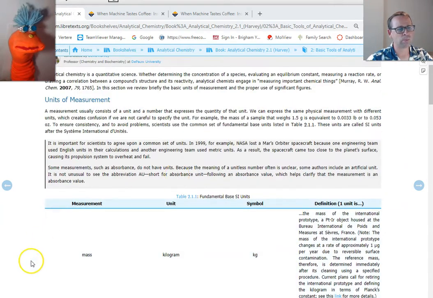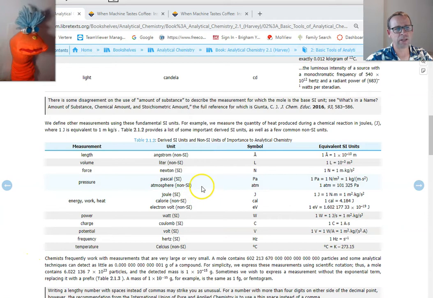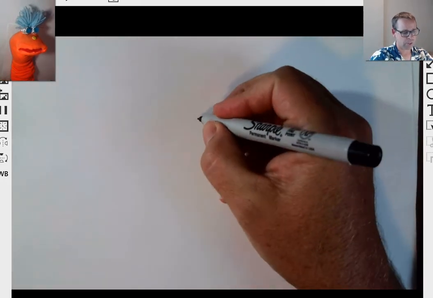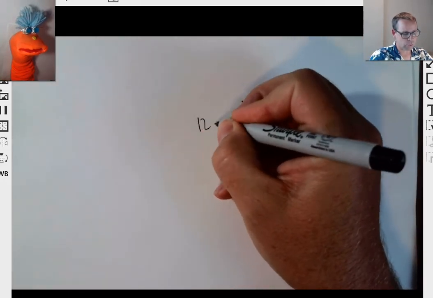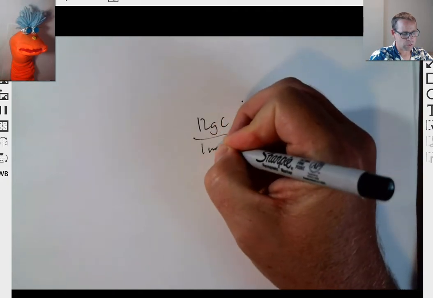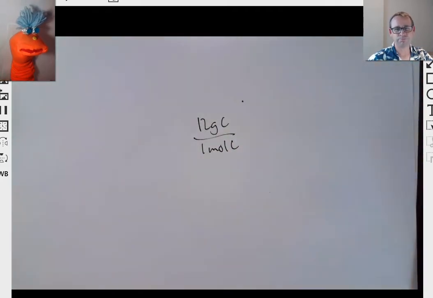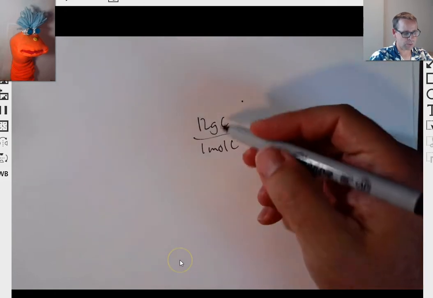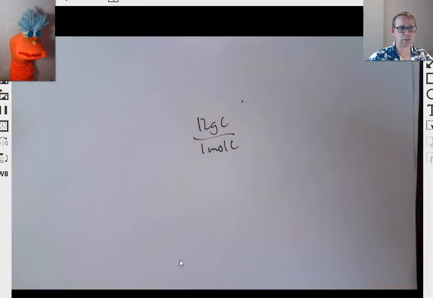So we don't need to spend any of our brain power trying to memorize conversion factors, right? I mean, there's some conversion factors that are nice to know. What's a conversion factor? Good question. A conversion factor can be anything from 12 grams of carbon to 1 mole of carbon, right? So essentially we're saying these two are the same as each other, all right?